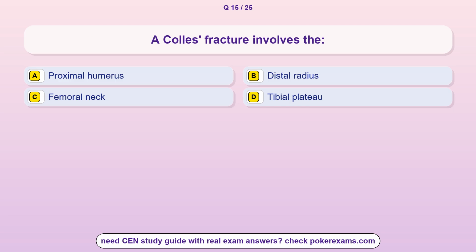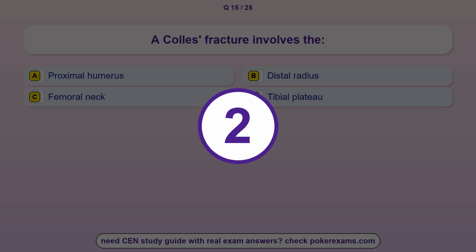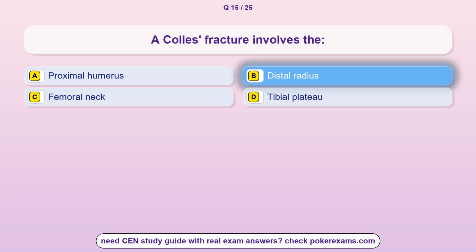Question 15. A Colles' fracture involves option A, proximal humerus. Option B, distal radius. Option C, femoral neck. Option D, tibial plateau. The correct answer is option B, distal radius.